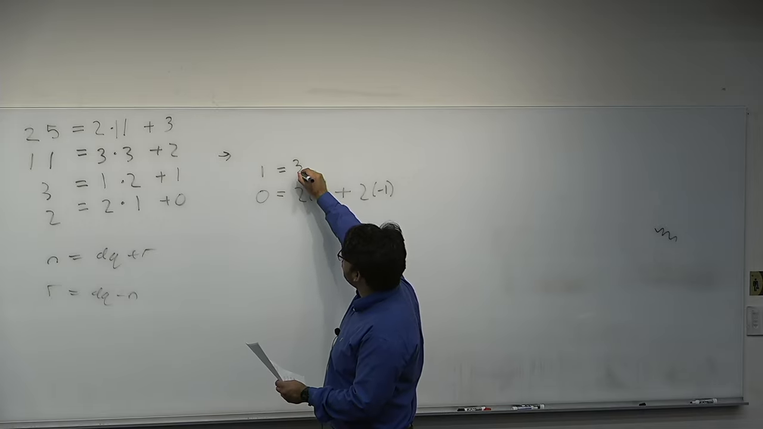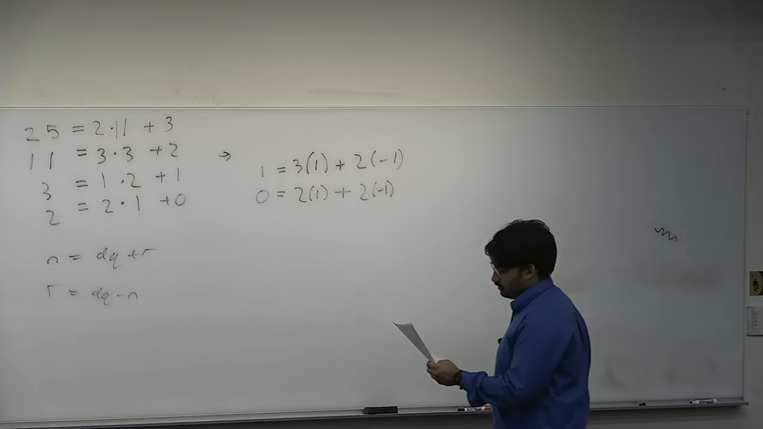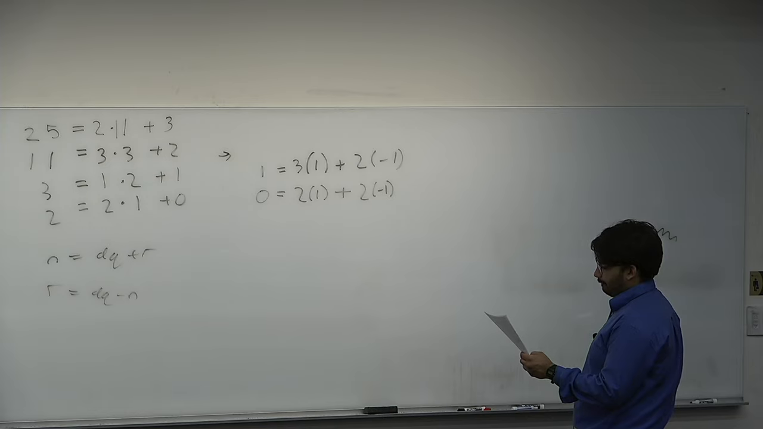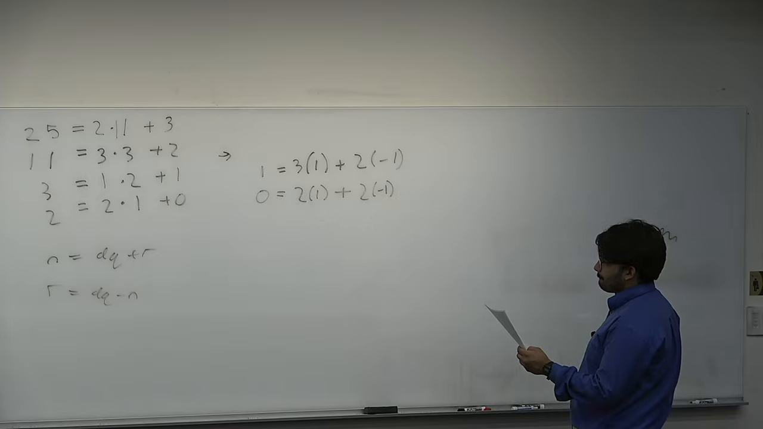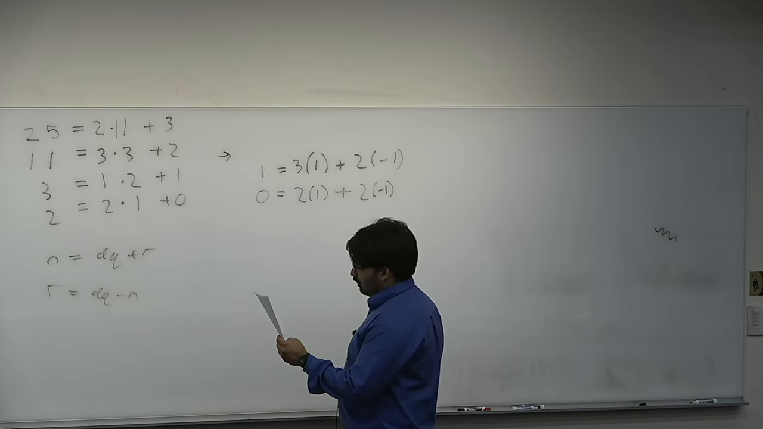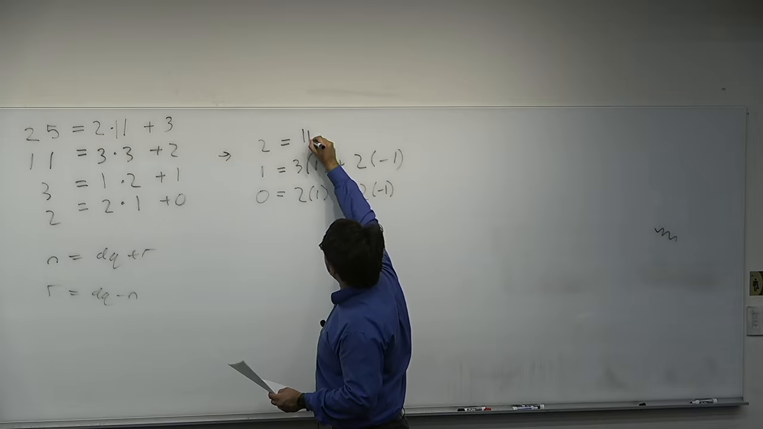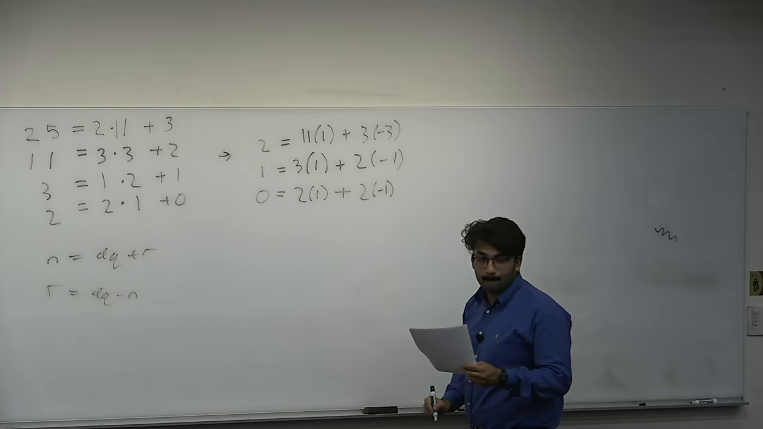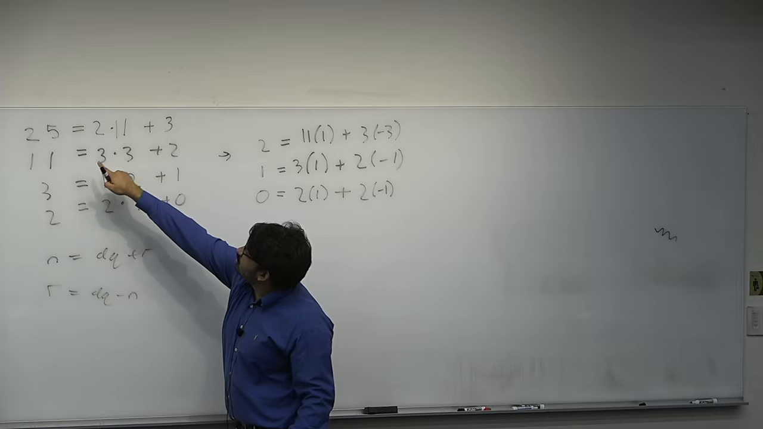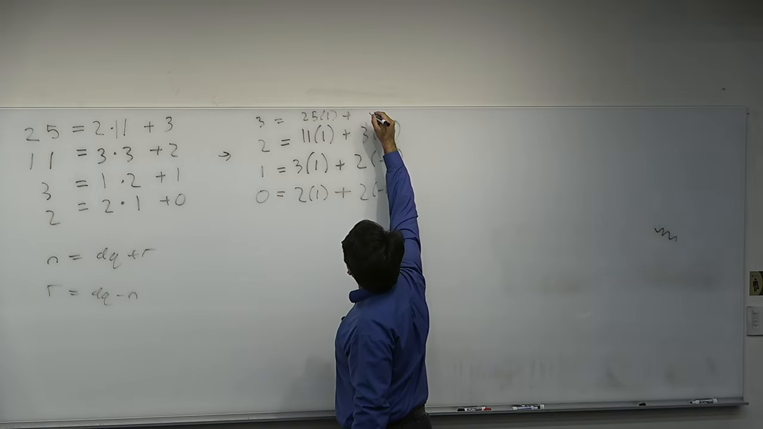I have 3 times 1 plus 2 times negative 1. Yeah, that's fine. We subtracted the other side. Then I have 2 is equal to our remainders again. 11 times 1 plus 3 times negative 3. Do you agree? And then the final one is going to be 3 as 25 and 11. So it's going to be 25 times 1 plus 11 times negative 3.